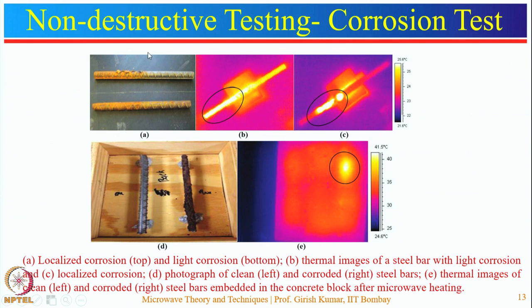Now, when these steel bars are embedded in the concrete region, then the absorption is more. So, you can see from the image profile, the corroded region can still be identified with the help of microwave testing. Here the intensity of a spot is less because of the loss tangent of the concrete metal. So, with the help of microwave imaging, the non-destructive testing for the corrosion can also be done.